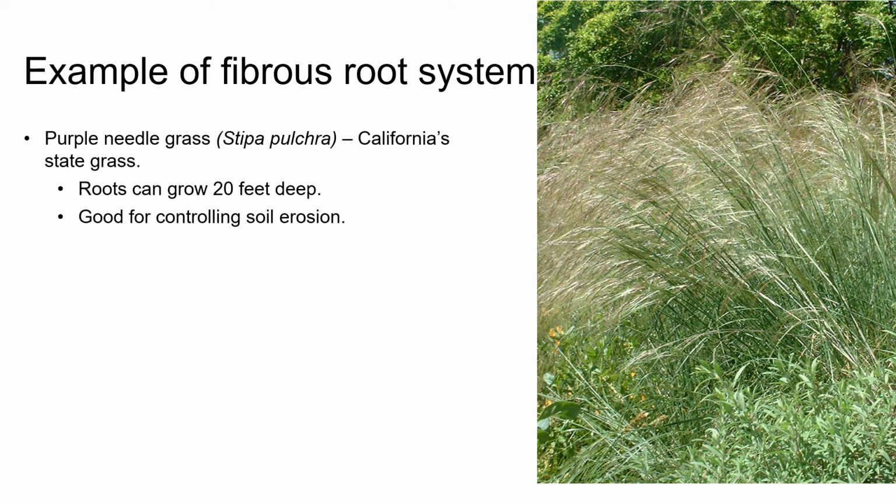From a practical point of view, plants with deep, extensive fibrous root systems can be really good for controlling soil erosion. A good example is purple needlegrass, Stipa pulchra, which is a California native grass and actually California's state grass. It has a fibrous root system that can grow over 20 feet deep, which is not only good for soil erosion, but enables purple needlegrass to be extremely drought tolerant.